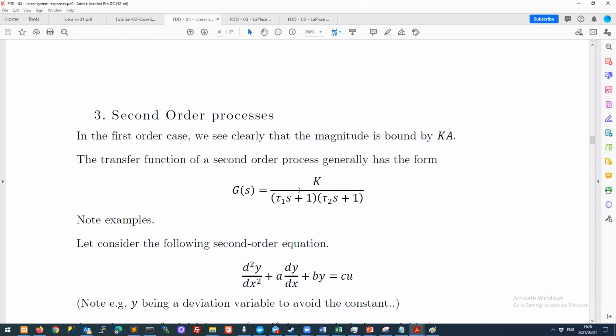So that's first order. Now let's think about second order. Maybe just to pause there. Any questions or comments so far?